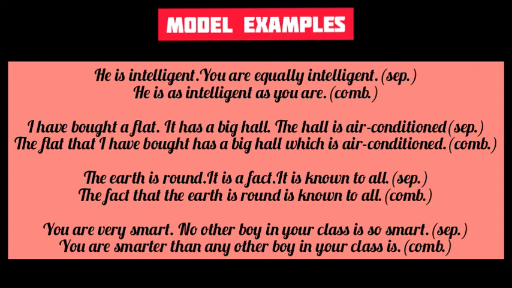The three simple sentences in the third example are: the earth is round, it is a fact, it is known to all. We combine them into the complex sentence: the fact that the earth is round is known to all. That the earth is round is the noun clause and the fact is known to all is the principal clause here. And then, you are very smart and no other boy in your class is so smart are the two simple sentences showing comparison. In the complex sentence, you are smarter is the principal clause, while than any other boy in your class is the subordinate adverb clause.